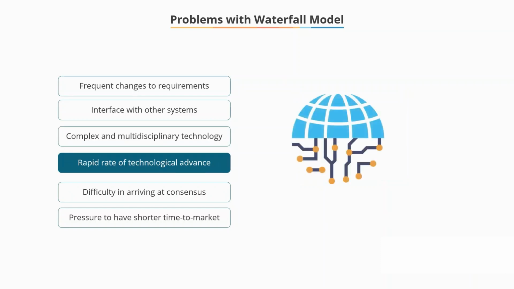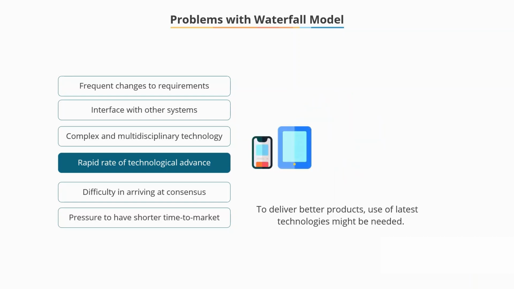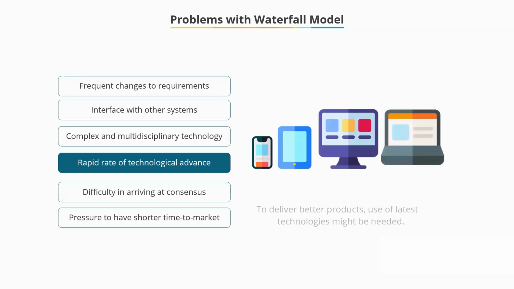In product development projects, there could be a requirement to leverage the latest technological advances to deliver a better product. For example, a software application must allow for accessing it on multiple devices such as smartphones, tablets, desktops, and laptops. This increases the complexity of the project.